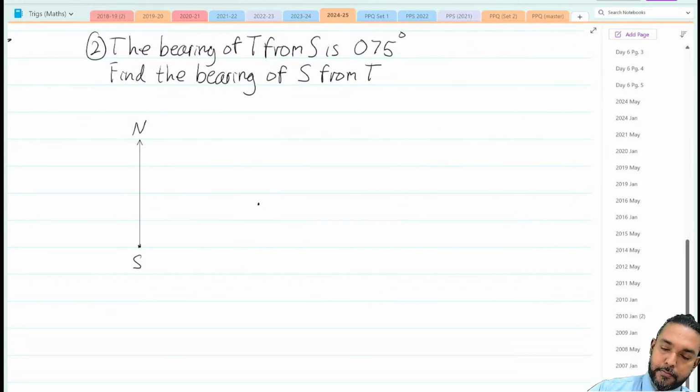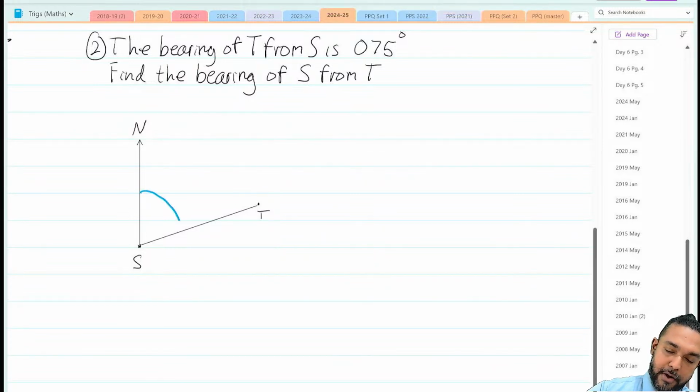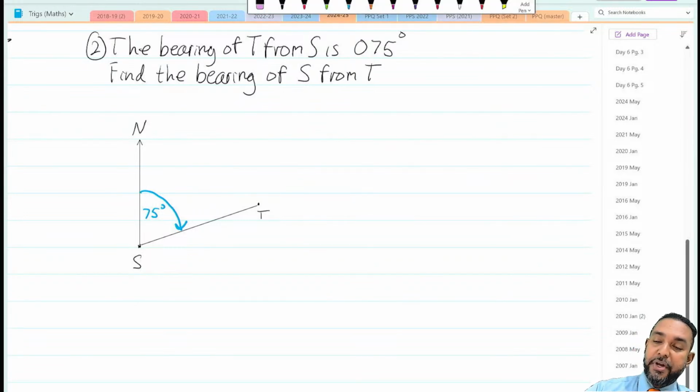Sorry, hold on. I will connect S and T. And we will put that the bearing of T from S is 75 degrees. Right? All right. Are we okay with how I did that? Okay, cool. So we want the bearing of S from T. So now we need a north line at T.